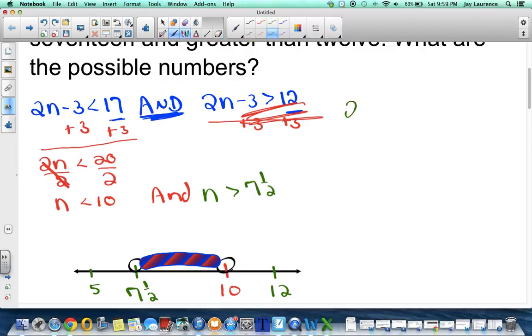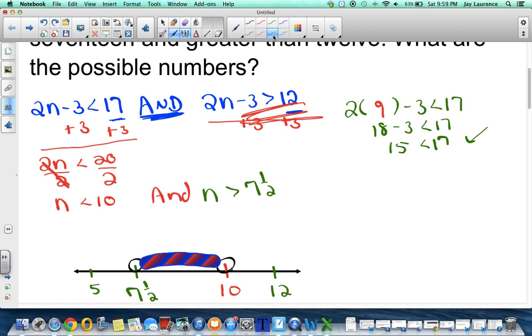Okay, so I'm going to take 2, and in parentheses I'm going to put 9, because 9 is in between the middle. And then I'm going to do minus 3 is less than 17. I'm going to see if that's true. Well, 2 times 9 is 18, minus 3 is 15. Is 15 less than 17? You bet your boots. So it checks that way.